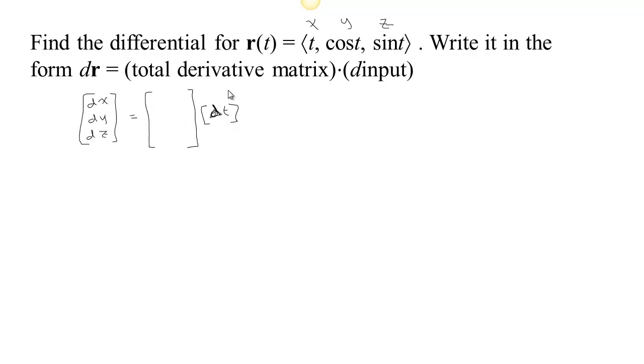Okay, well the derivative of x with respect to t is 1, so that goes here, because dx would be the slope in the x direction times the change in t, or the slope of x in the t direction times the change in t. The derivative of y, the derivative of cosine, is minus sine t. And the derivative of z, the derivative of sine t, is cosine t. So this gives us our differential.